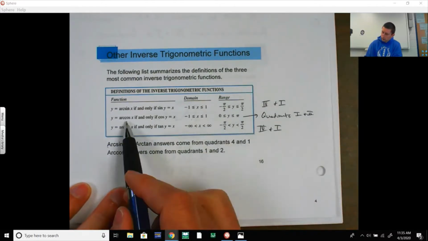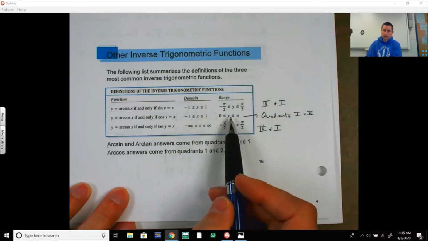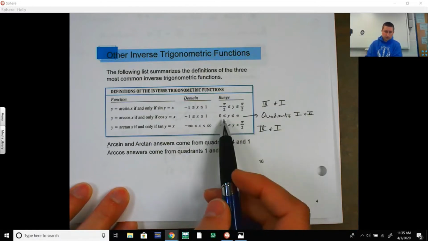You notice for cosine, you will never have a negative value. You won't have a negative pi over 4 or negative pi over 3. You'll just go from 0 to pi.